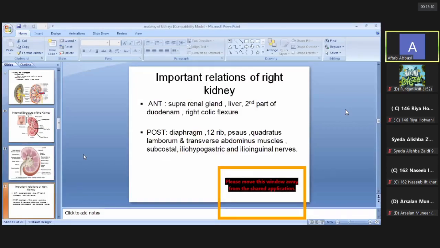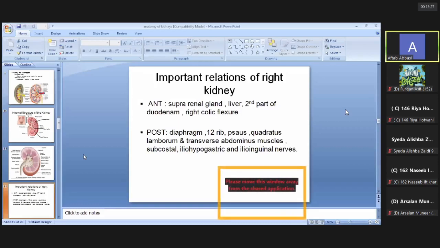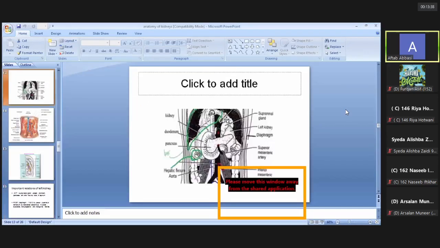Now the relations of the right kidney and the left kidney, because there is a difference in the relations of both kidneys, due to the difference in the structures lying on the right side and the left side of the abdominal cavity. So first of all, the relations of the right kidney. Anteriorly, the right kidney is related to the suprarenal gland. On the right side, there are the liver, the second part of the duodenum, and the right colic flexure. These are the structures in the anterior relations of the right kidney.